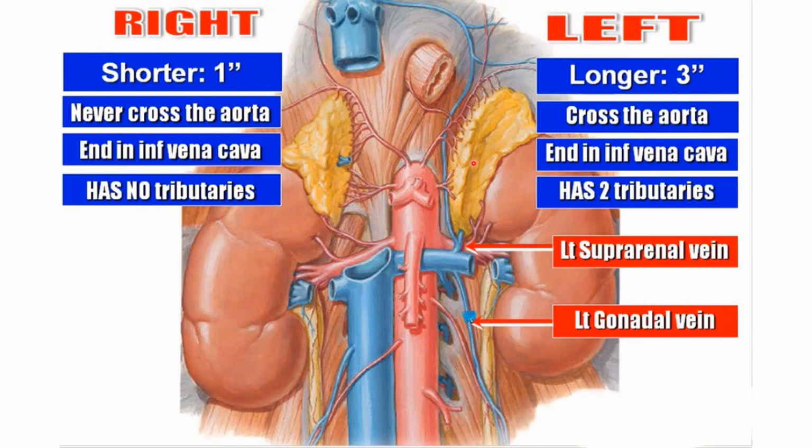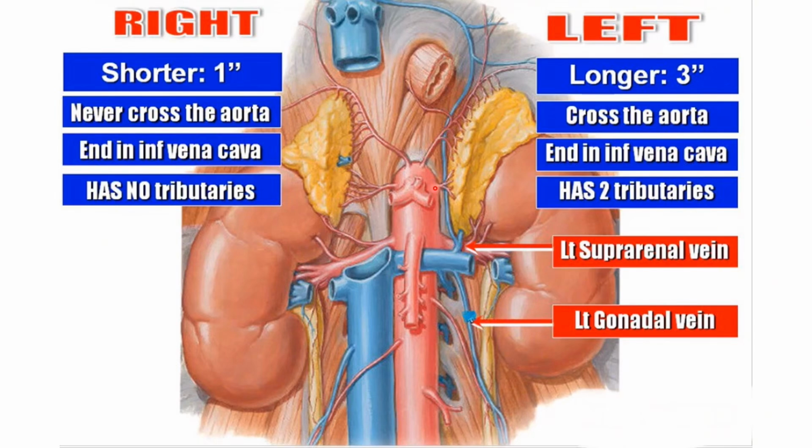The superior one is the superior suprarenal artery, which is a branch of the inferior phrenic artery. Then we have the middle suprarenal artery, which is a branch of the abdominal aorta. Then we have the inferior suprarenal artery, which is a branch of the renal artery.